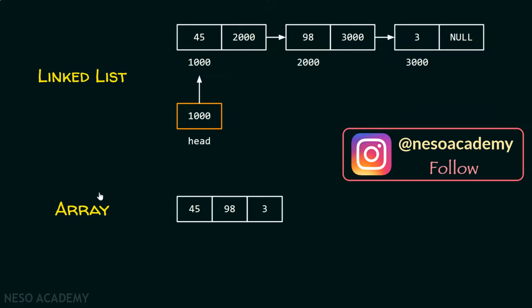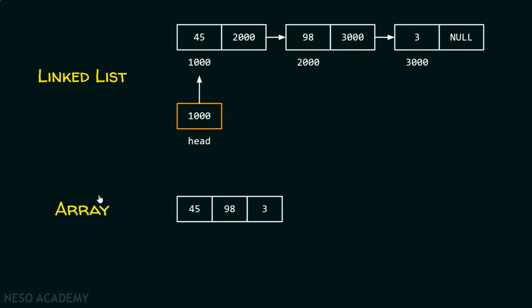Obviously, we need to see the code. From the code, we can find out the time complexity and then we will compare the time complexity. We need to compare the time complexity in terms of traversing the list. That means we will see how much time a linked list will take to traverse the list and how much time an array will take to traverse the list. So without any delay, let's get started.